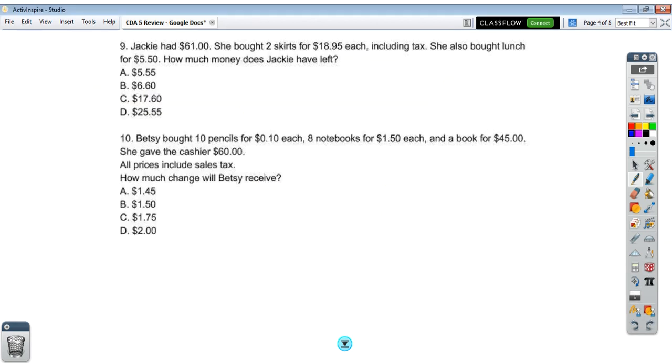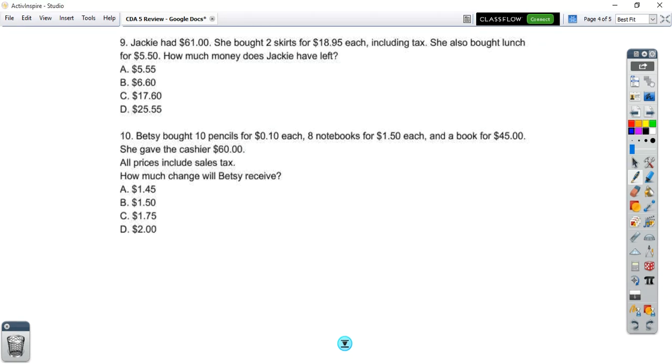Next one. Jackie had $61. She bought 2 skirts for $18.95 each, including tax. She also bought lunch for $5.50. How much does she have left? So this is sort of frustrating. She bought 2 skirts for $18.95. We just got to subtract from 61. So that's 61 minus $18.95.